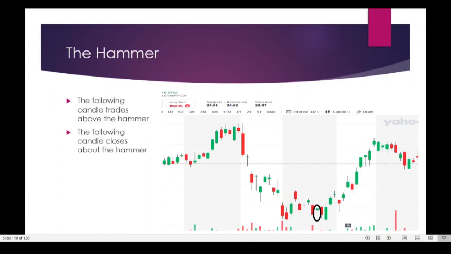Now let's take a look at this hammer here. Did you select this one? Here's another possible hammer that we can use in our trading. If we look at the following candle, the candle closed above the hammer. So that makes this a great possible trade for us to jump in.